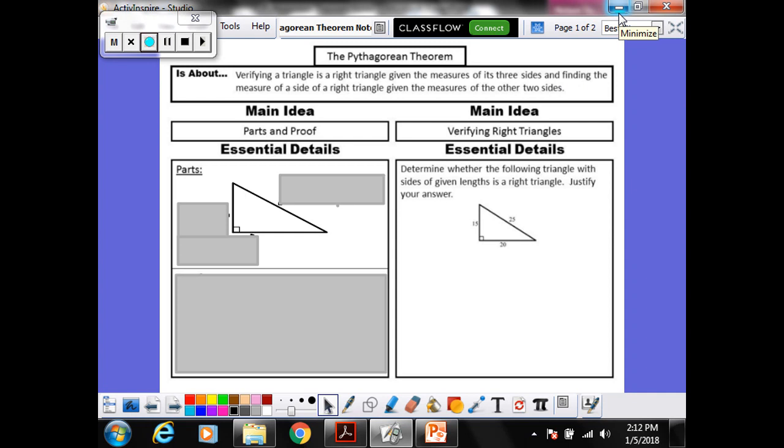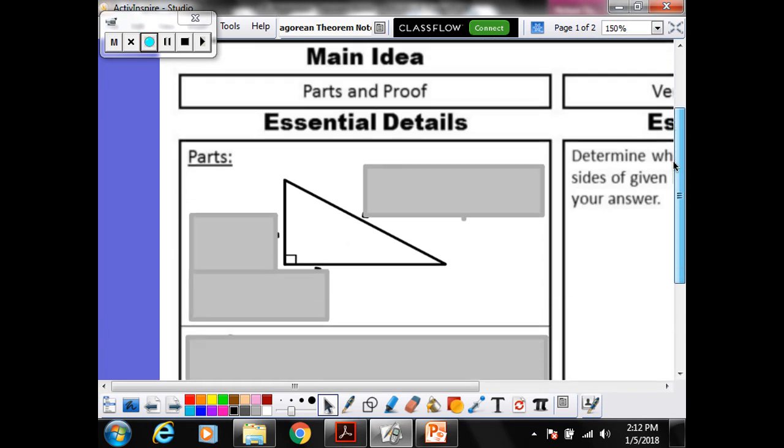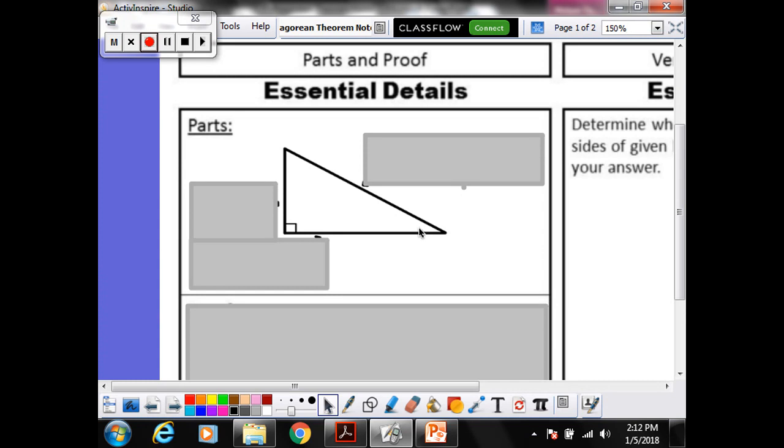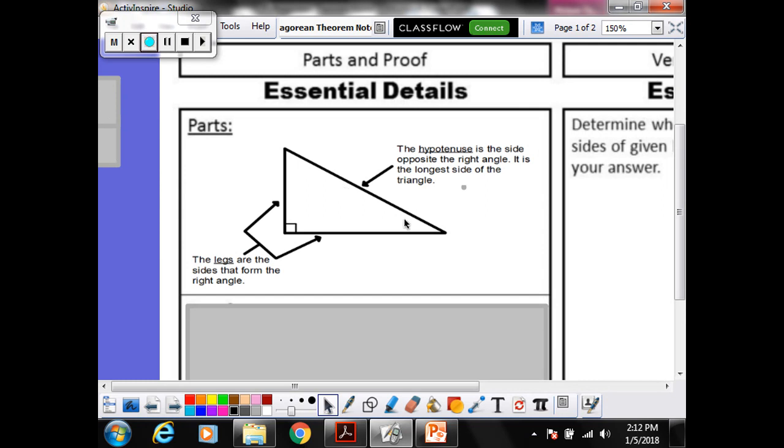Now, on the note sheet, we're going to start in the parts and proofs section. So look at the parts section on your note sheet. When we look at a right triangle, it is made up of three different sides. Two of the sides are known as legs. The legs connect and form the right angle. The longest side opposite the right angle is known as your hypotenuse. It's really important to remember that this is your longest side. The legs will be A and B, and the hypotenuse will be C.